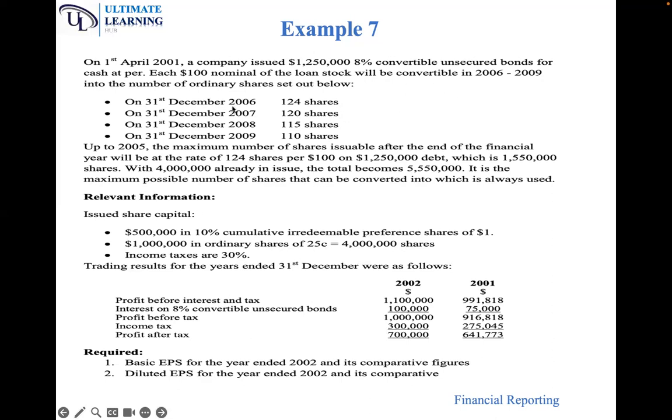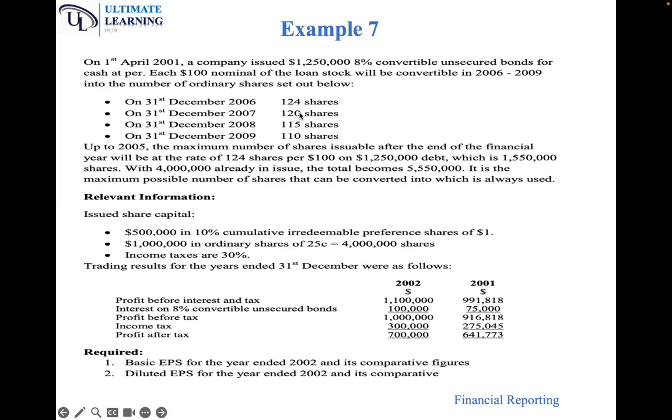By 31st December 2006, it will be converted into 124 shares. For every 100 loan, we will convert every 100 loan into 124 shares. In 2007, we'll convert it to 120 shares for every 100. In 2008, we will convert it into 115. In 2009, we will convert it to 110. Now, the rule when you've been provided different rates of conversion is to choose the highest. Which is the highest? Because, of course, the loan holders will benefit if we pick the highest option.